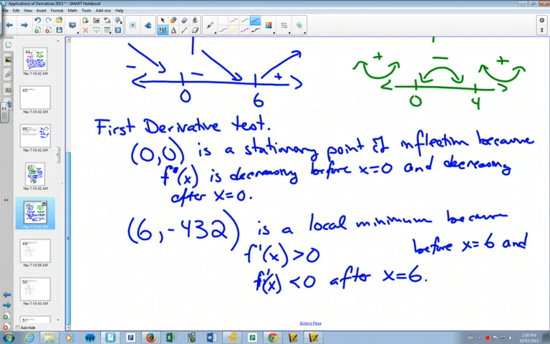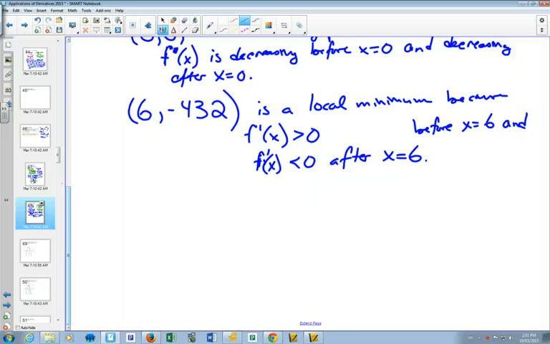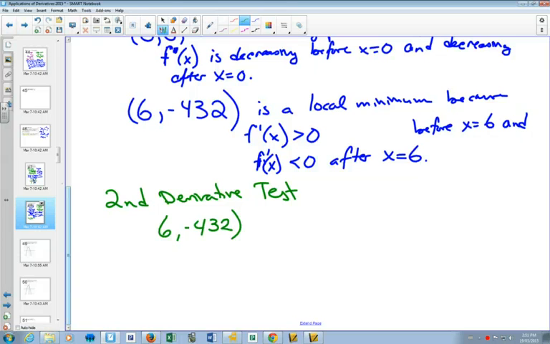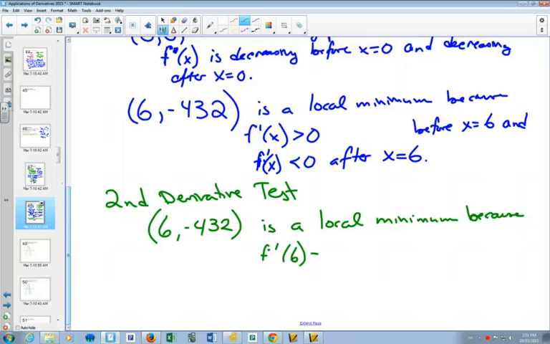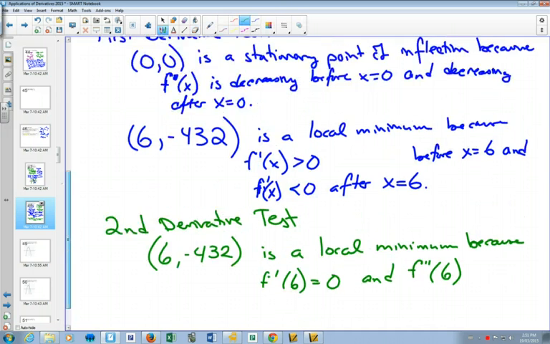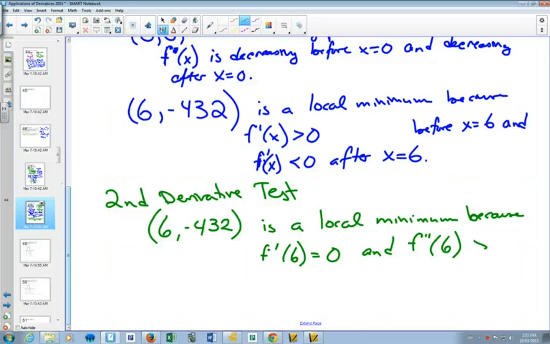Okay? For your second derivative test, the second derivative test is only for maximums and minimums, and since we only have one minimum here, we could say that 6, negative 432 is a local minimum because f prime at 6 is equal to 0 and f double prime at 6 was greater than 0. Or is it less than 0? So what did I say? Yeah, f double prime at 6 is greater than 0. So that makes it a local minimum.